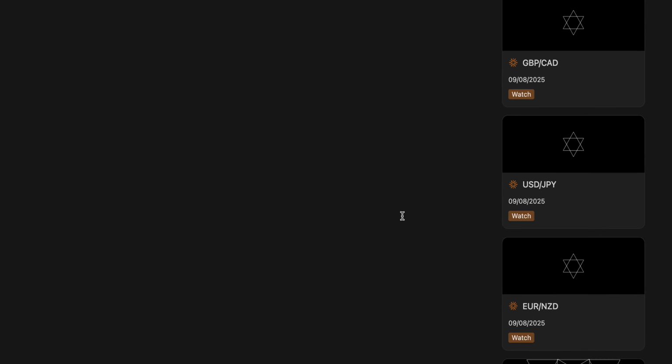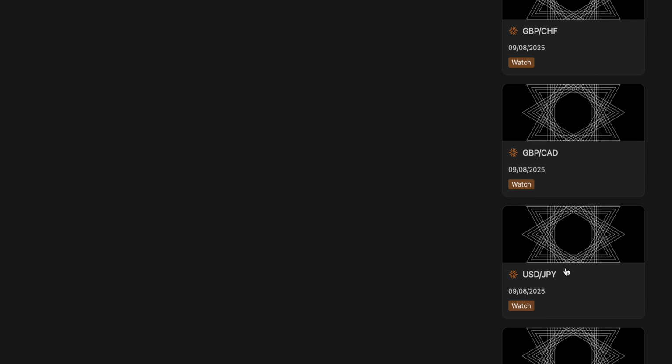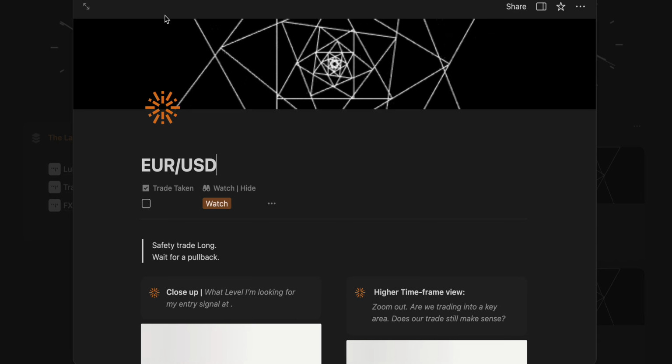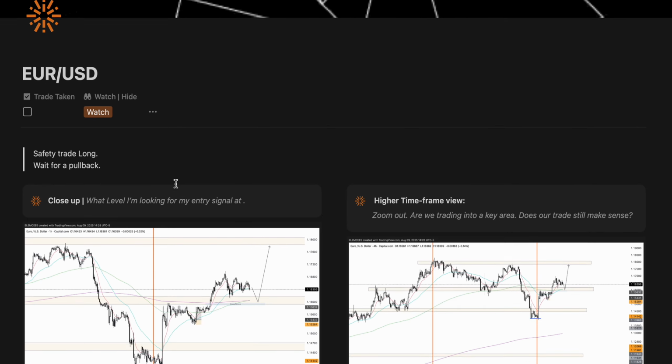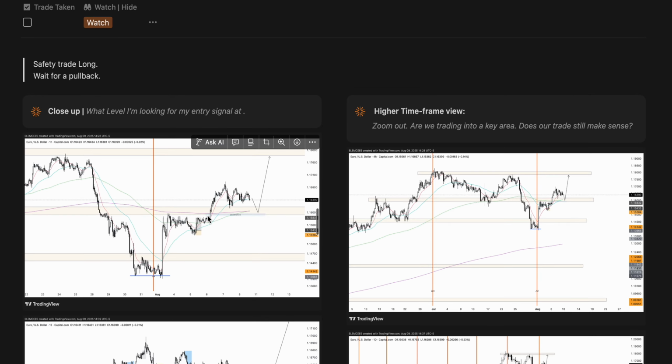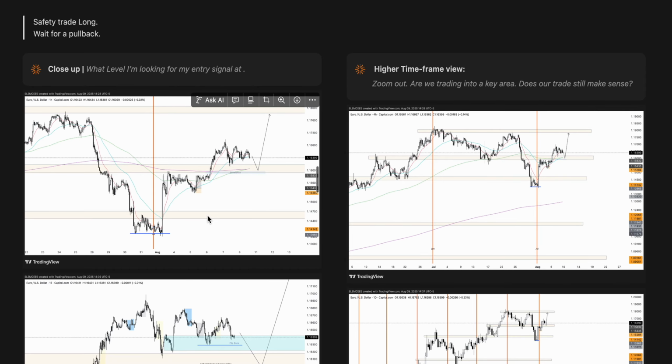So I have my template to plan my trades. For each of them, we can go through them. So on Euro USD, looking for a safety trade long.